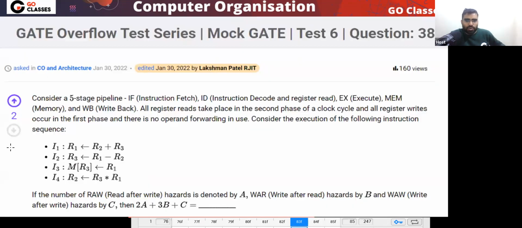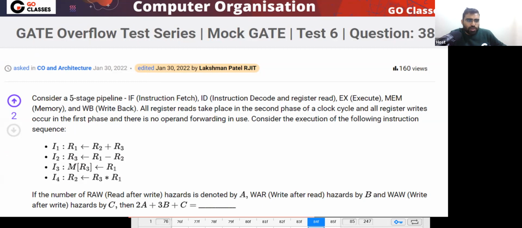So that is the reason I am asking that. I am telling you, if you want to attempt this mock test, GATE Overflow Mock Test 6, then please don't see the solution that I am giving you. Okay, you can mute or you can do something if you want to attempt this mock test. If you have already attempted, then very good, then let me give you the solution.